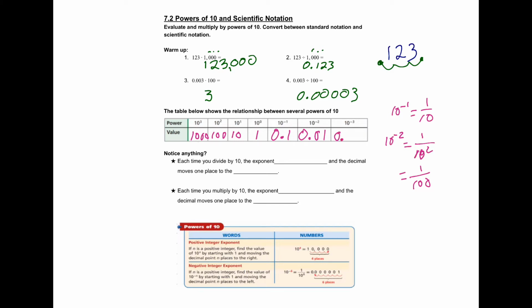10 to the negative 3. If we follow the pattern, we just move that decimal over 1 spot. So you take your decimal, you just move it over to the left. So 0.001.